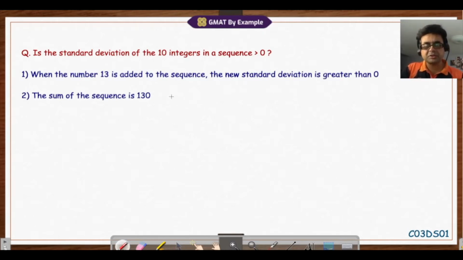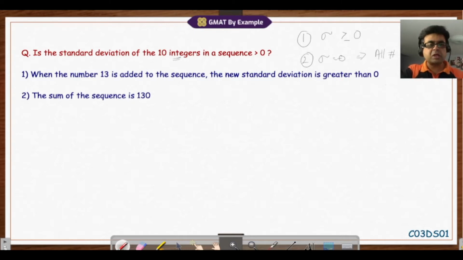Okay, the question asks us, is the standard deviation of 10 integers, so it's given that these are integers, in a sequence greater than 0? So one property of standard deviation that we are first going to think about is that standard deviation, which is denoted by sigma, is greater than or equal to 0. It can be 0 or it is greater than 0. It is never negative because it is a square root of a quantity. The second thing we need to know is standard deviation is 0 only when all numbers are equal.